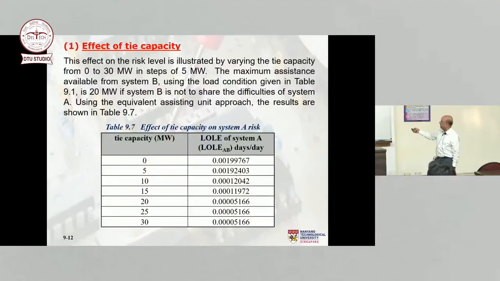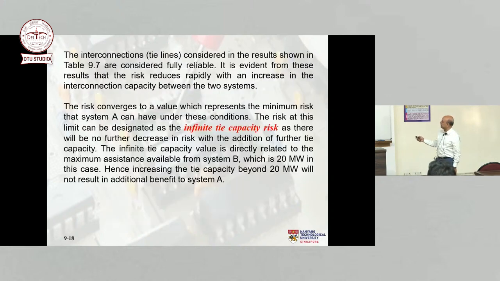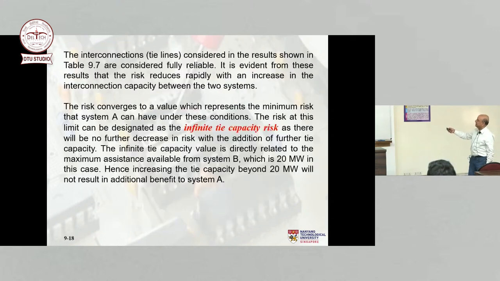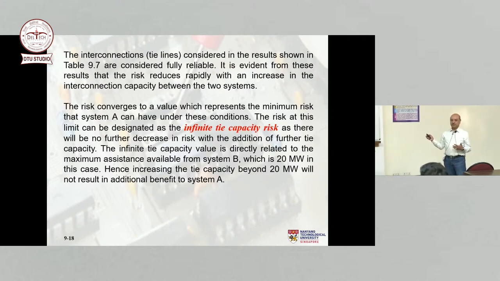So we can do this calculation, and again, if you have the time, please try and do it. A couple of levels, maybe 5 megawatt and maybe 20 megawatt, which is the maximum level of support you can get. So the tie lines considered in the results shown in the previous table, that's this table, 9.7, are considered fully reliable. Remember the tie line forced outage rate was 0? I'm assuming that if it is a 5 megawatt line, it's able to transmit 5 megawatt, but normally in practice, that will not be the case.